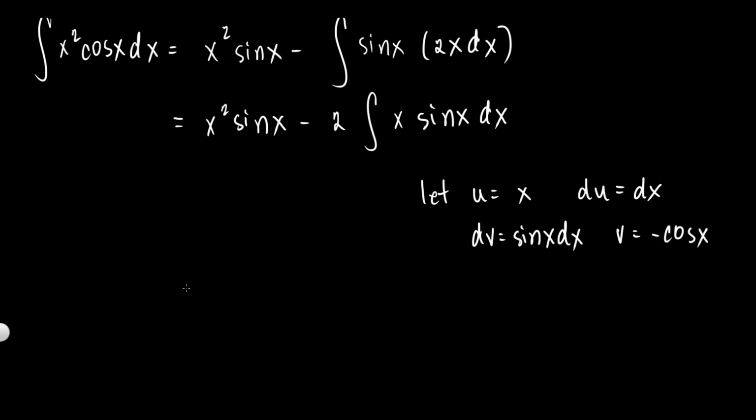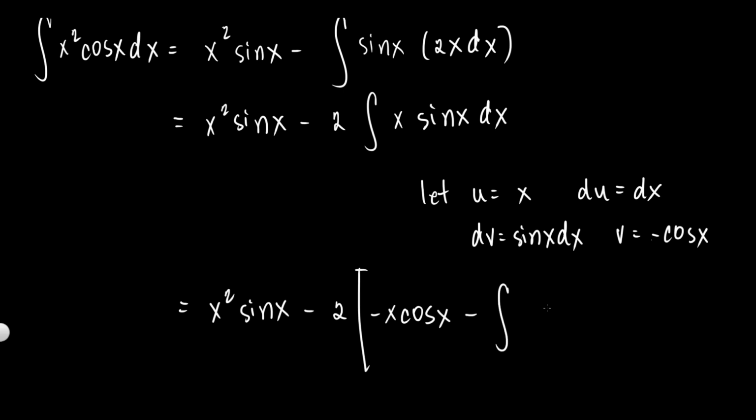The c comes later. Now, let's go back to our form. So, this is equal to x squared sine x minus 2 times the integral of this by parts. Just copy that. uv, so minus x cosine of x minus the integral of v du, minus cosine x then dx.